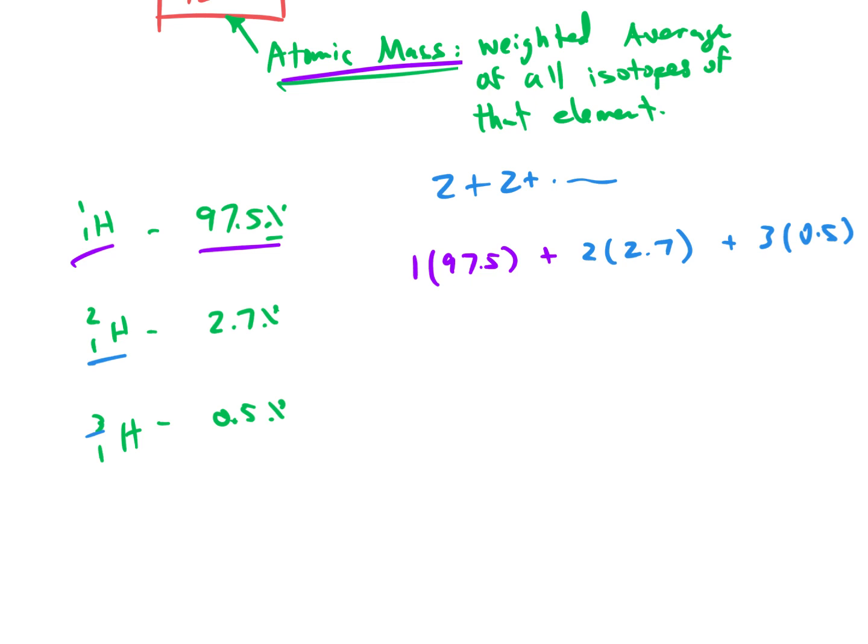97.5 of them are hydrogen 1, 2.7 of them are hydrogen 2, and 0.5 of them are hydrogen 3. You following me? So we're going to divide that by 100. Isn't that how you find the average? Okay. And here's how to find the weighted average, ladies and gentlemen. What's 97.5 divided by 100?